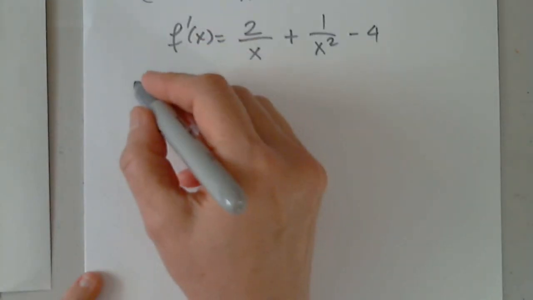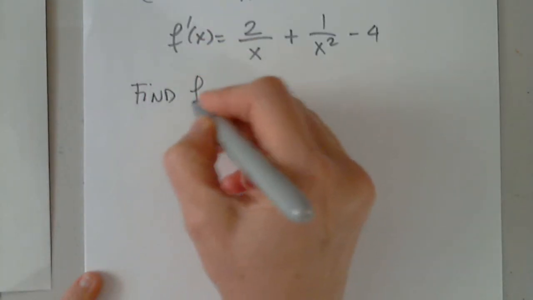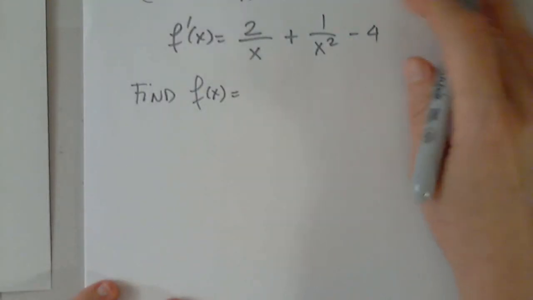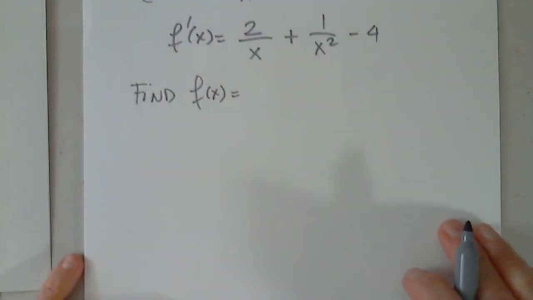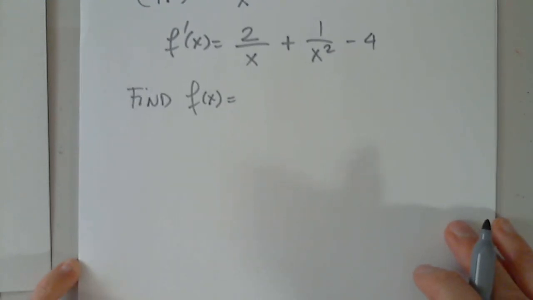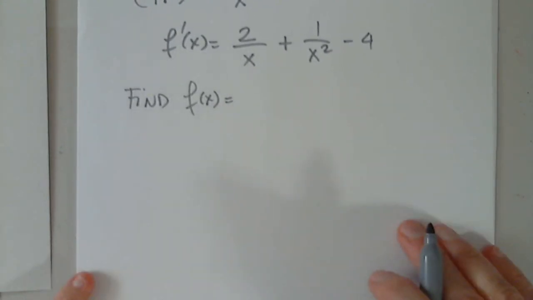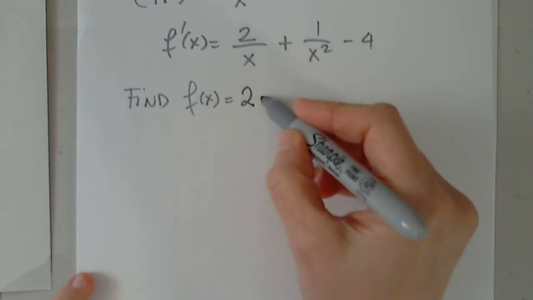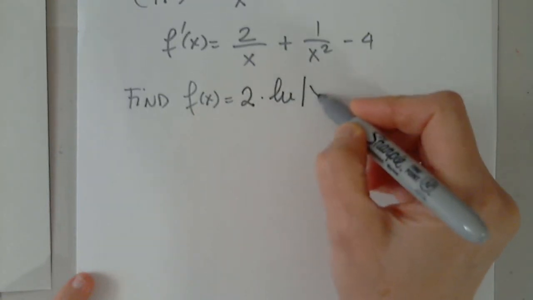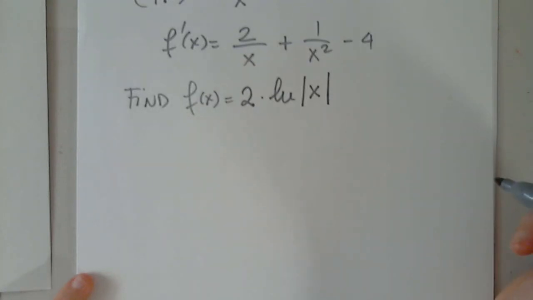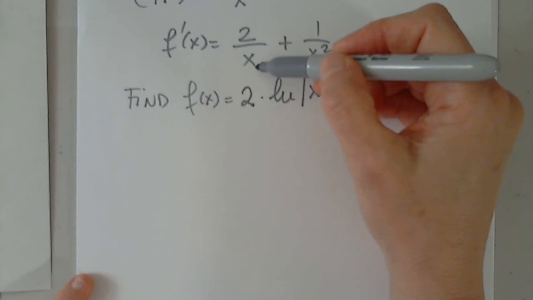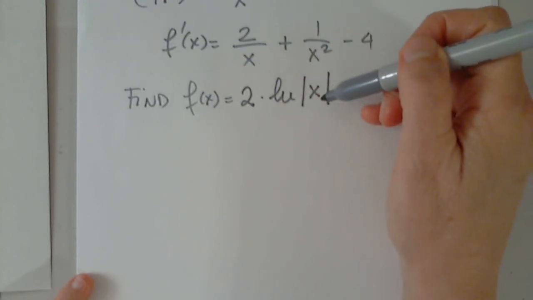And we are asked to find f of x as the most general. I did not create an initial condition here, so just find the most general antiderivative. The answer will be 2 multiplied by natural log of the absolute value of x. Why? Because when I differentiate this, I get 2 over x, as we know from last time.